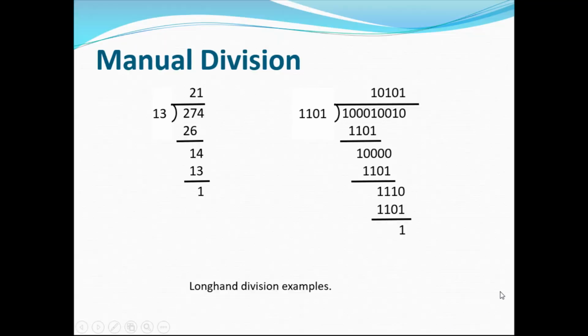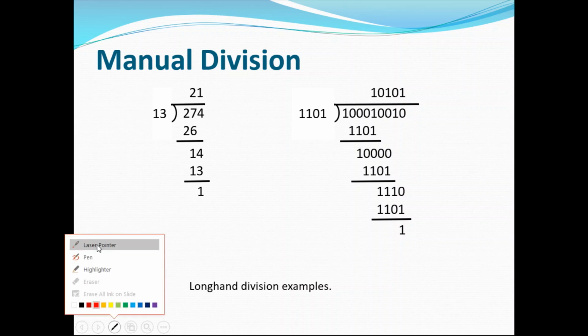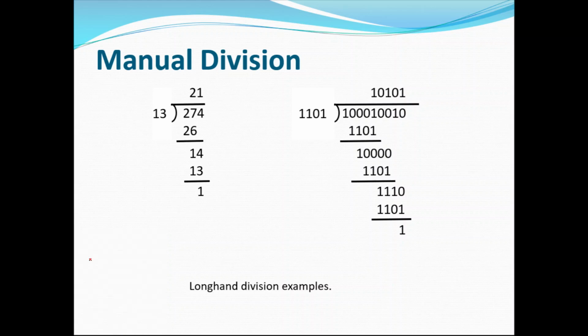So let us first try to understand how division by hand works. Then we will go for the actual implementation part. Here you see there is a number 274 that is divided by 13. The quotient is 21 and the remainder is 1. This 274 is represented here in binary.